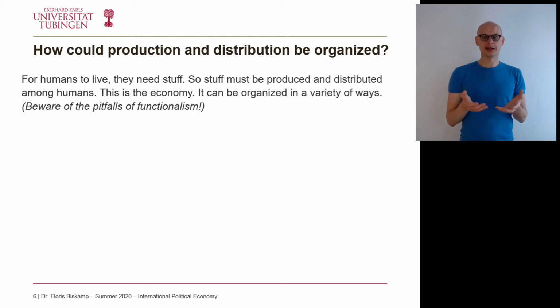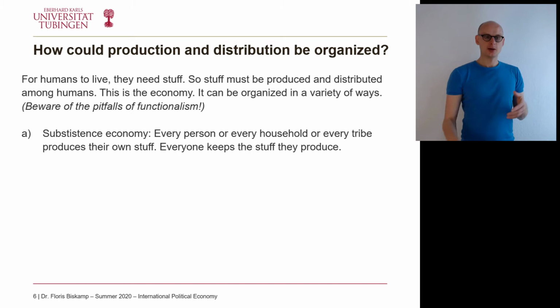So how could production and distribution be organized? You could, for example, think of a society in which we have a total subsistence economy. This means that every person, every household or every tribe produces the stuff that they themselves need, and then everybody just keeps the stuff that they produce. And if you look back in history, you kind of see societies where it worked like this to some degree. Of course, not with individuals, but at least with some smaller units, like maybe a tribe or a household or something like that.